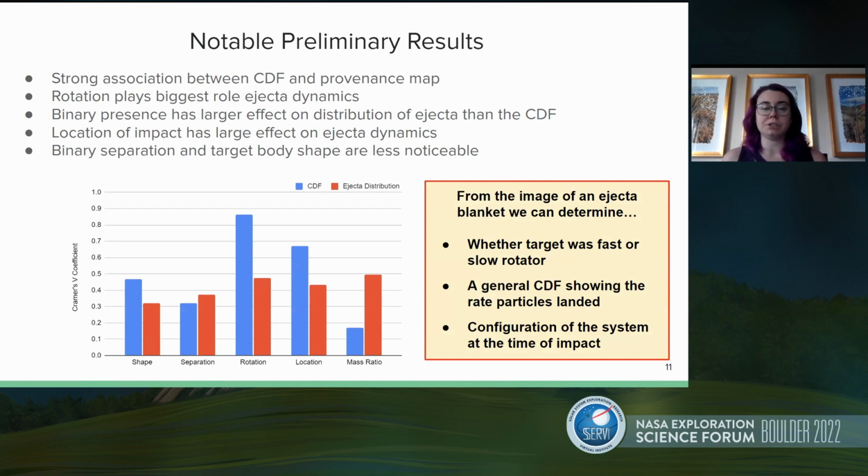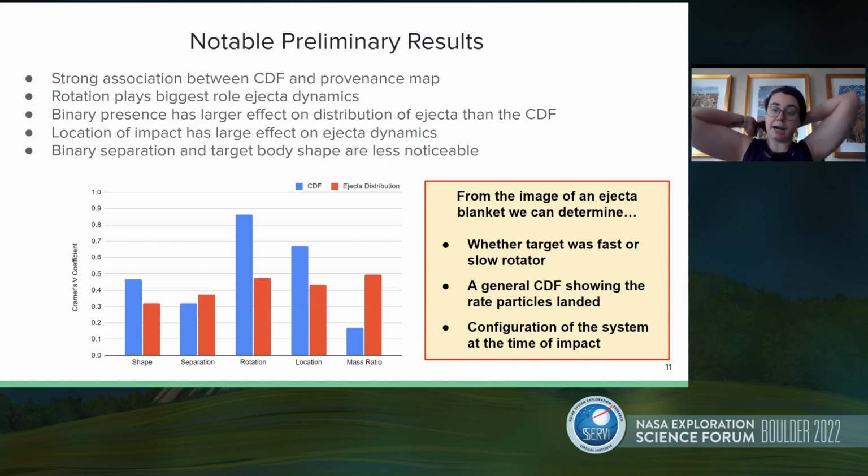the rotation and location are very heavily associated with these CDFs. And so you can very easily see in the CDFs and sort those out into, okay, these are at a higher rotation, these are lower rotation. The ones that weren't very noticeable were the shape, the separation, and the mass ratio. Those didn't really play as big of an effect in the ejecta distributions and CDFs that we saw.